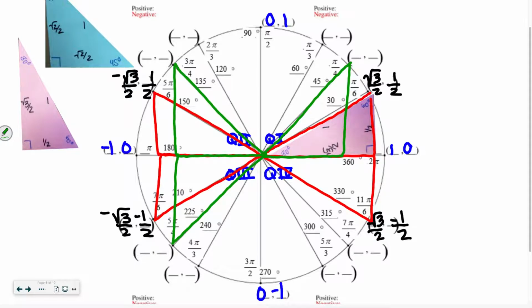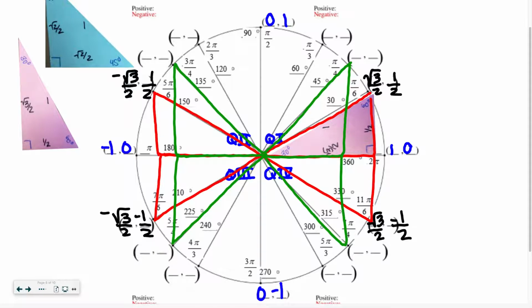Remember, always draw it back to the horizontal axis. If you go back to the y-axis, you'll create an hourglass, which is no good. And then because you're working with pi over 4, which is 45 degrees, you're going to need to pull out your blue triangle.